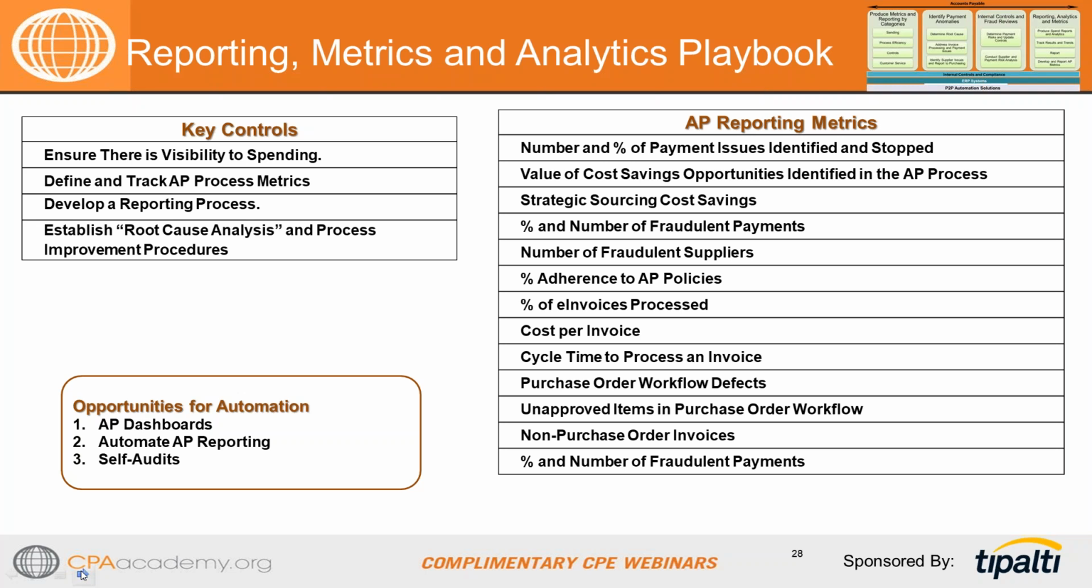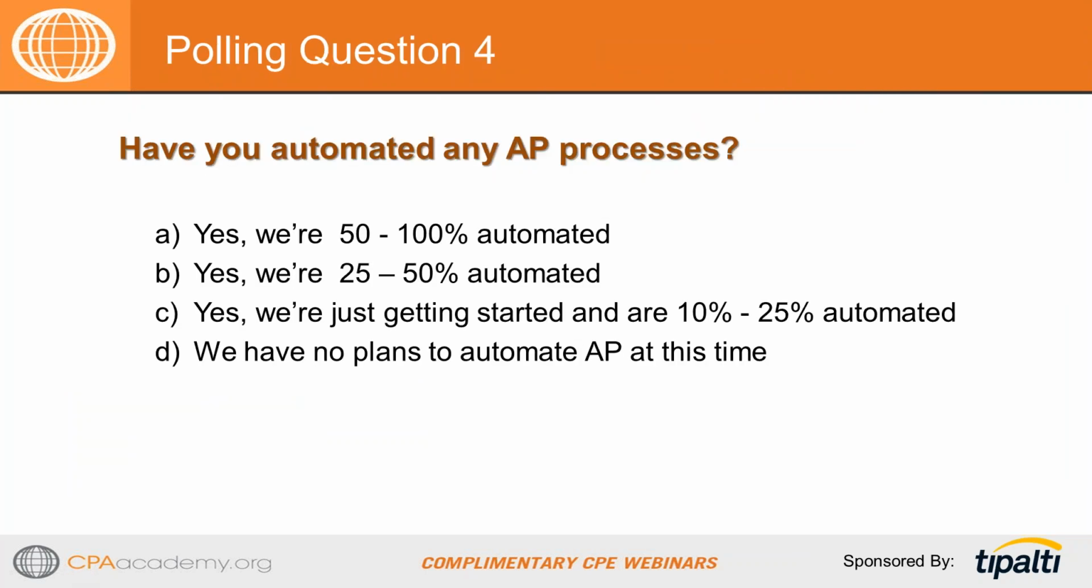With metrics, we want to take a look at fraudulent suppliers, the cost per invoice, cycle time to process an invoice, any purchase order workflow defects, non-purchase order invoice, and a lot of these are going to be driven by your policy and your process. The opportunities for automation are going to include dashboards, automate AP reporting, and of course self-audits using those tools that we talked about.